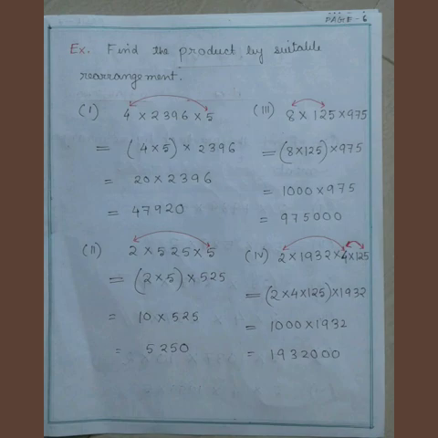Then question number 3, 8 into 125 into 975. 8 into 125 will give us 1000. Any number multiplied by 1000 is easier, so we have made a group of 8 and 125. So 8 into 125 is 1000, into 975, that is 975000.